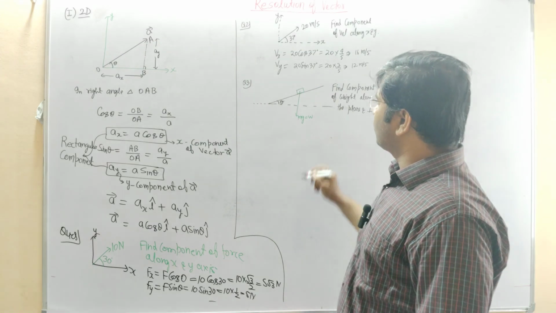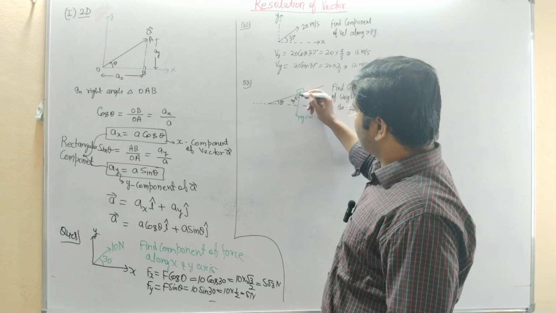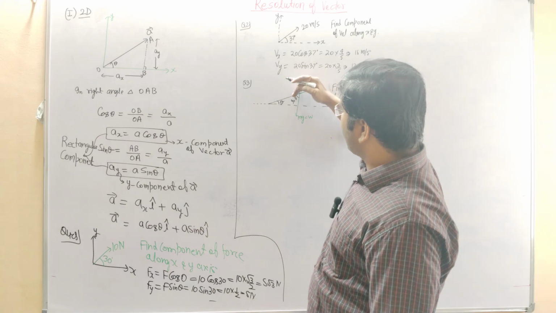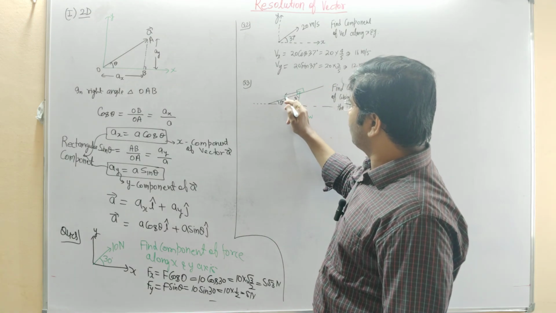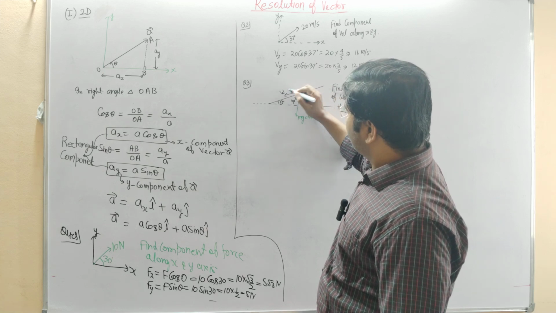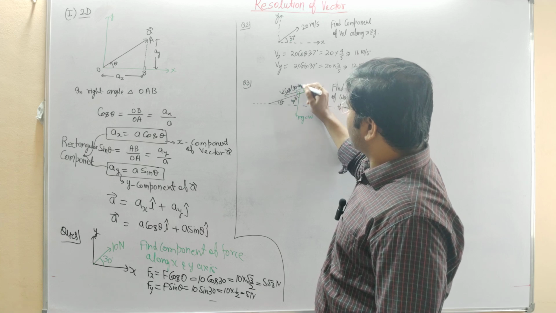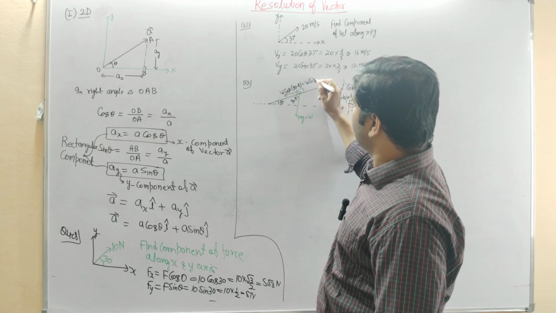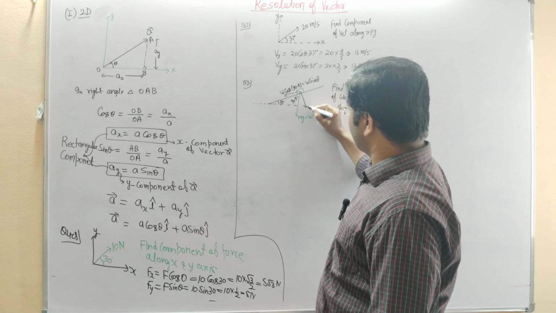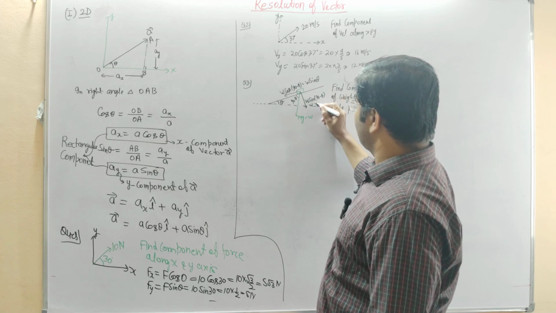So this weight is acting downward. If this angle is theta, this angle will of course be 90 minus theta. So this is w downward. I want to resolve here. The resolution of this vector will be w cos 90 minus theta, which will be equal to w sin theta. And if I am resolving perpendicular to the plane, this is w sin 90 minus theta, which will be equal to w cos theta.